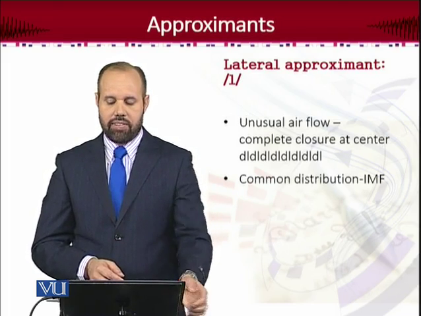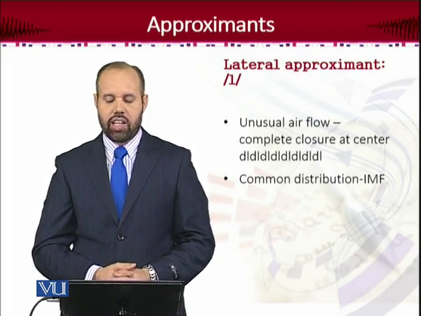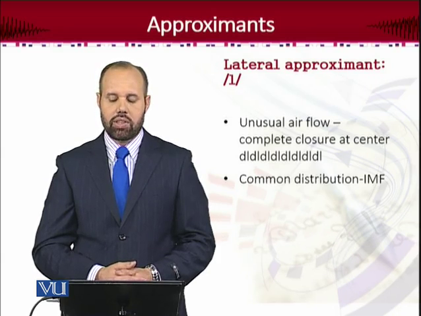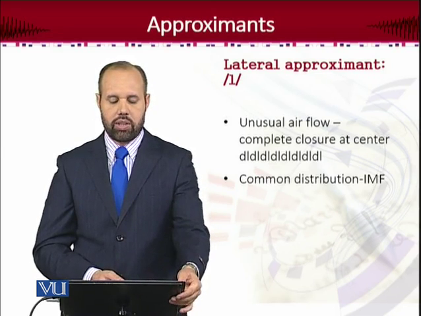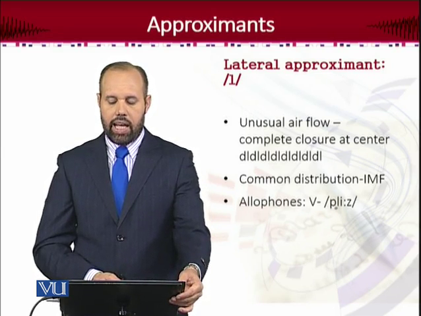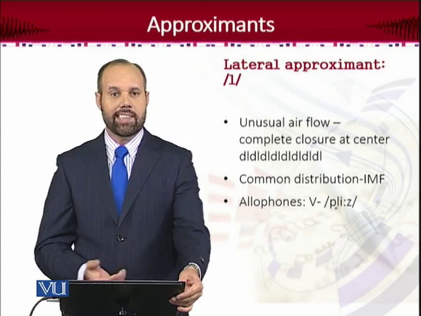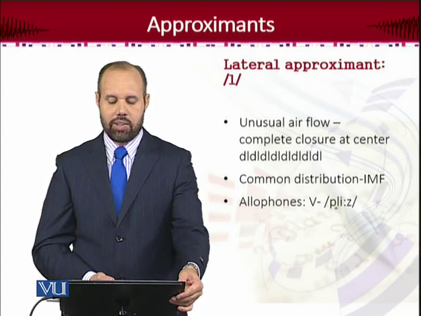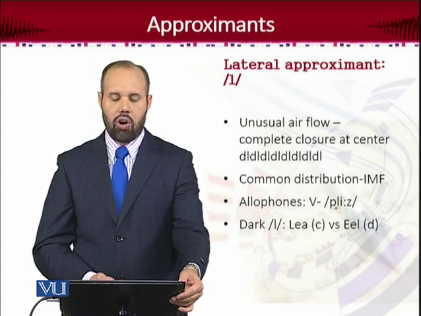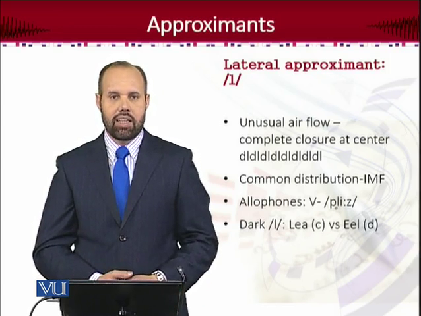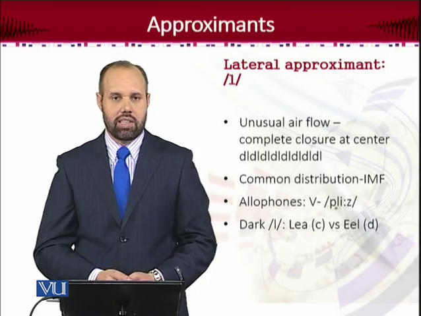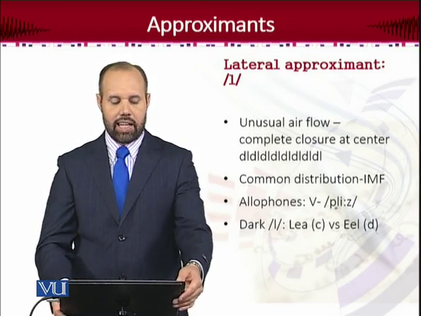Then the feature is that it is very commonly distributed in the English language. It is found at word initial position, word medial position, and also at word final position. And the allophones are the voiceless L, right? That could be the voiceless or dark L. Just see the example that the L in lea is a clear L sound, but the L in eel is a dark L, right?